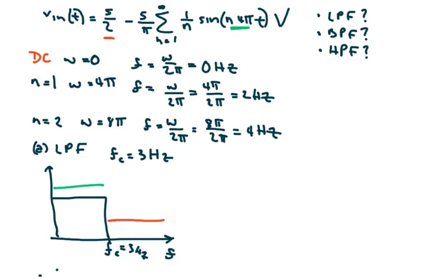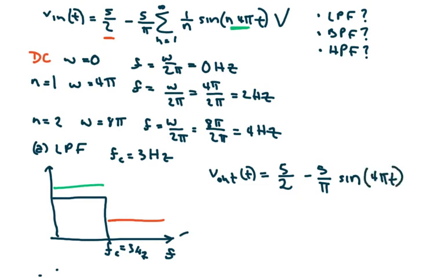Since we developed some intuition about what's happening with the signal, we know that when n equals 2, our frequency is 4 hertz, and so that will not make it through. All that makes it through to the output is our DC component at 0 hertz, and our first component, where n equals 1. And so that is our Vout.